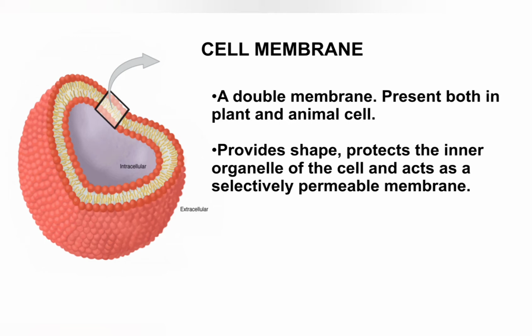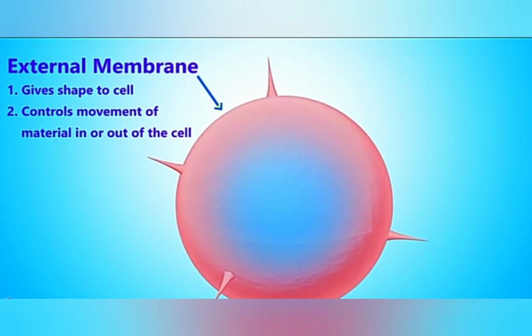the cell. We'll understand the meaning of selectively permeable with the help of the following animation. Each cell is surrounded by an external membrane which gives shape to the cell. This membrane allows only some substances to pass through it, so it controls the movement of material in and out of the cell. For example, oxygen and nutrients are allowed to come inside the cell, and carbon dioxide and other waste material go out of the membrane effectively.